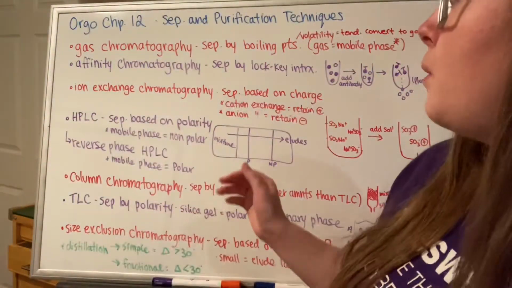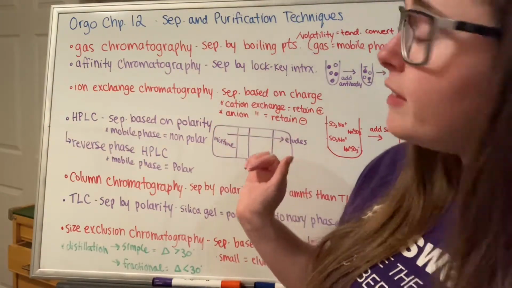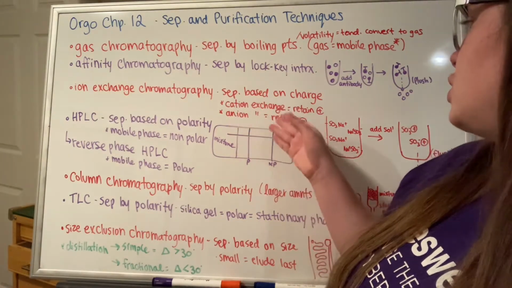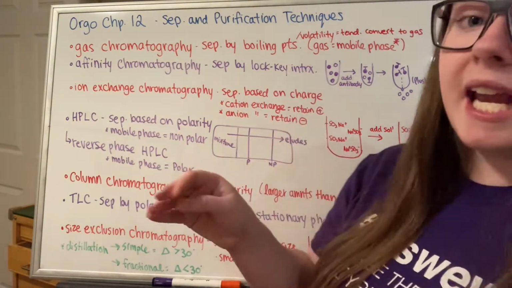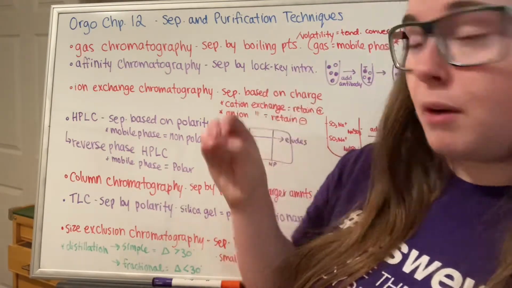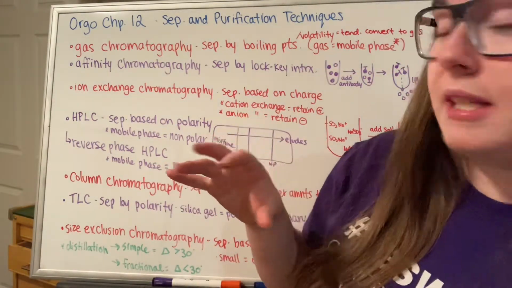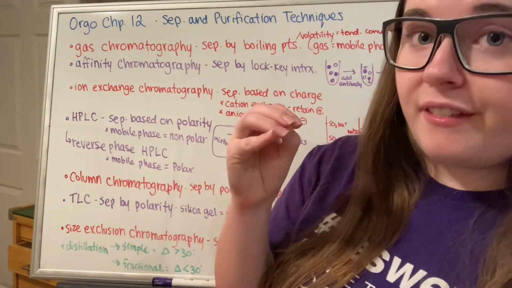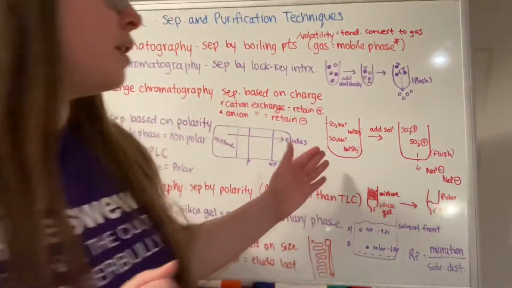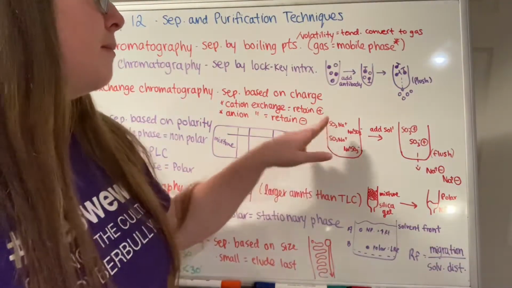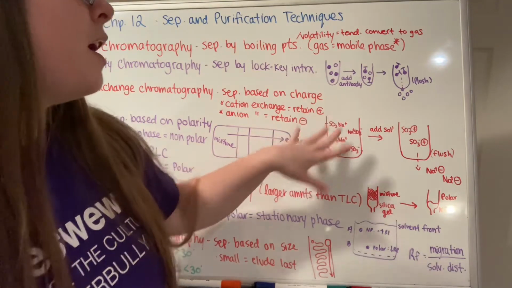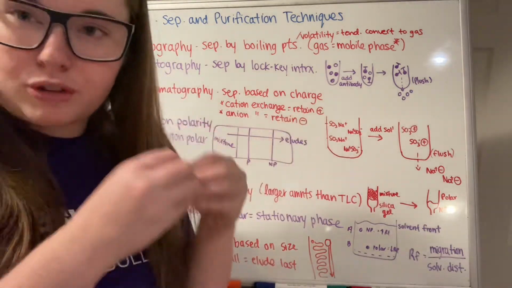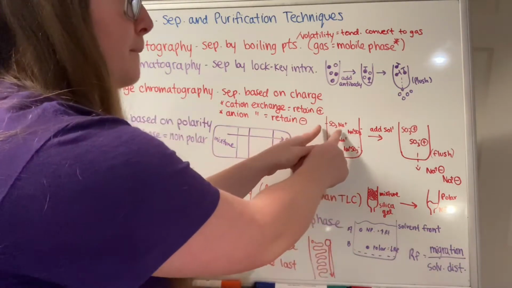All right, next we have our ion exchange chromatography, which separates based on charge. In a cation exchange, you are going to retain the positively charged molecules that you had in your original sample. And in your anion exchange, you're going to retain the negatively charged molecules. So here we have a mixture. There's a negative, positive, negative, positive, negative, positive. Then you're going to add a solution which has a higher attraction.